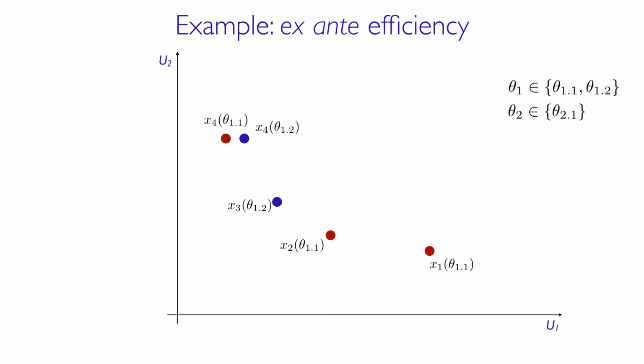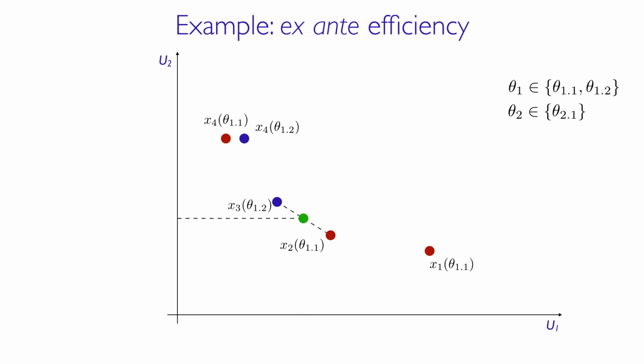Suppose we consider the case of ex ante efficiency. In doing that, we focus only on the outcomes that are ex post efficient, since if we also consider outcomes that are not ex post efficient, then we cannot have efficiency in ex ante. So we are requiring that the lottery over the outcomes is efficient. We need to consider both types of player 1, so type theta 1.1 and theta 1.2.